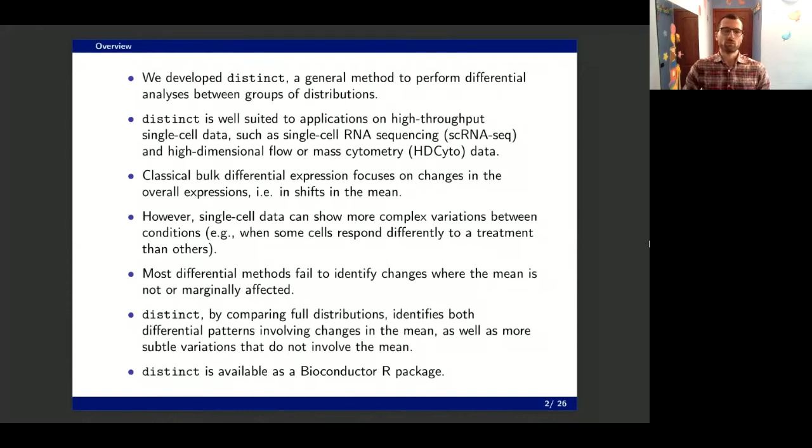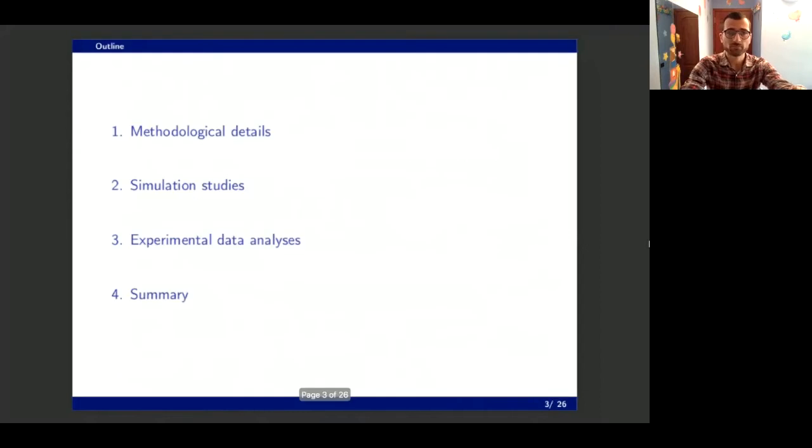Now, canonical tools for differential abundance tend to focus on shifts in the overall mean. And so they fail to capture, or they're not ideal to capture, variations that single-cell data can show. For instance, when some cells are stimulated, and as a consequence, some are upregulated while others are downregulated, but the overall mean between conditions is similar. Distinct instead compares full distributions, and so it can identify the changes regardless of whether they involve the mean or not. Implementation-wise, as I said, it's on Bioconductor.